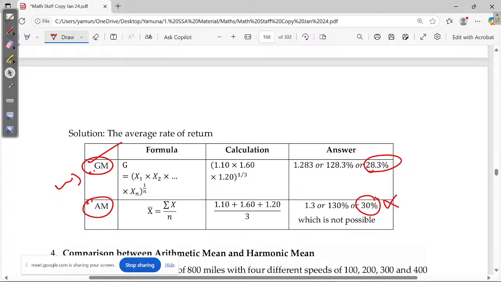So whenever we have ratios, proportions or percentages, these are the things we use for comparison. When we say ratio, we are taking it as a comparison. When we say proportion, we are taking it as a comparison. Percentage, we are taking as comparison. For comparison-related factors, we use geometric mean.